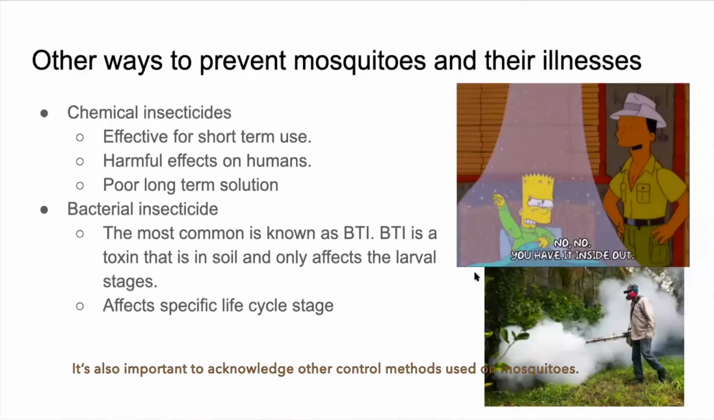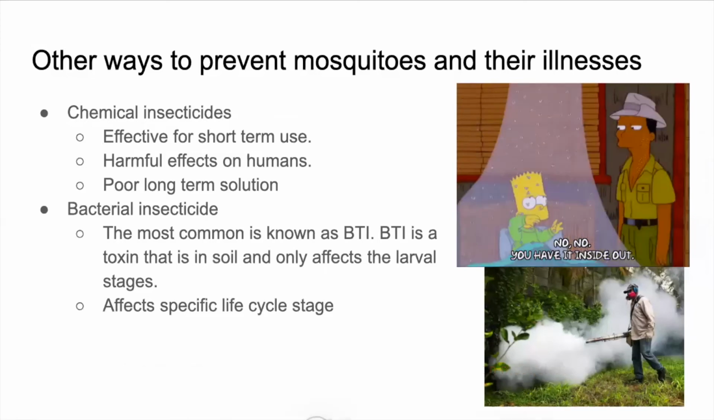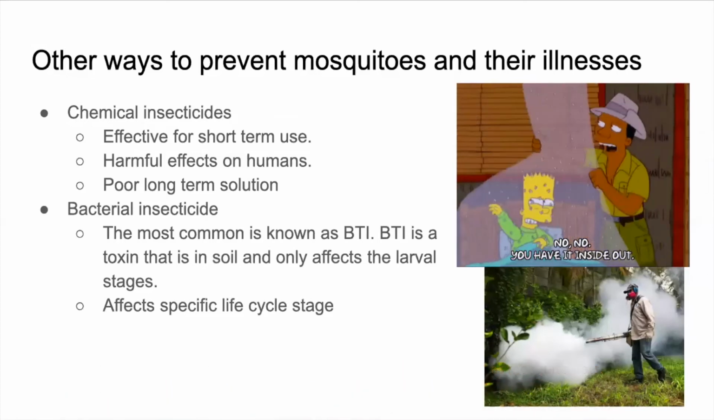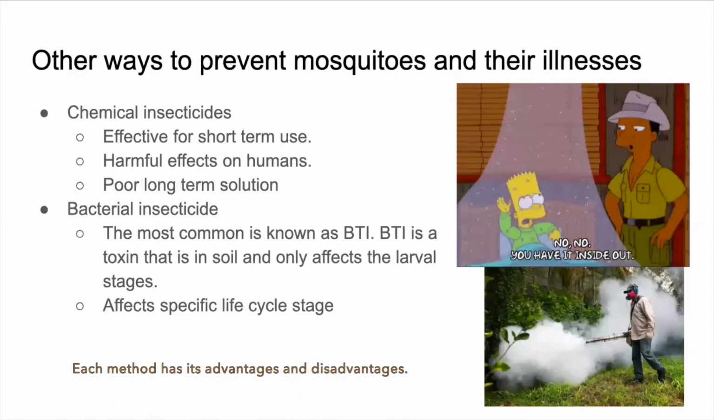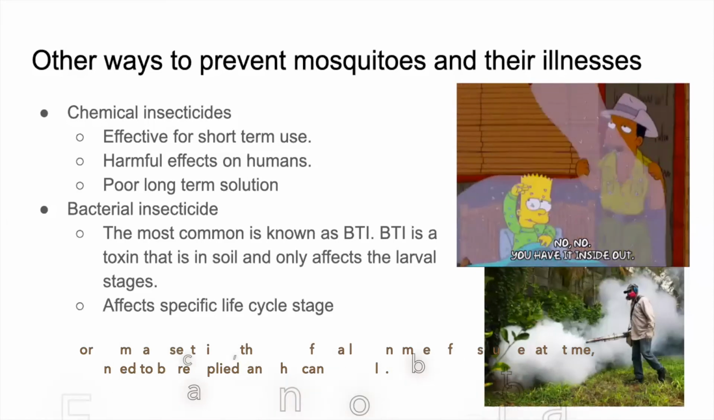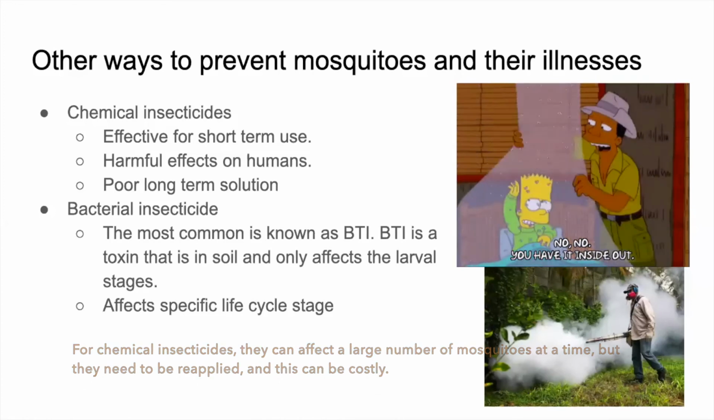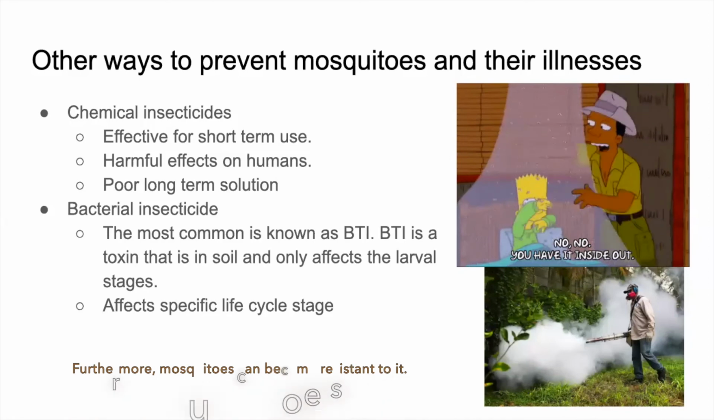It's also important to acknowledge other control methods used on mosquitoes. The following include chemical and bacterial insecticides and also mosquito nets. Each method has its advantages and disadvantages. For chemical insecticides, they can affect a large number of mosquitoes at a time, but they need to be reapplied, and this can be very costly. Furthermore, mosquitoes can become resistant to it.